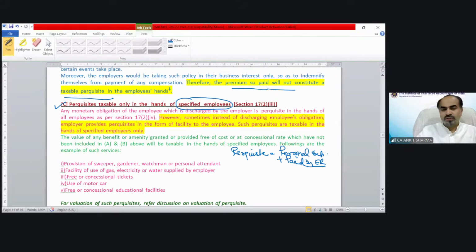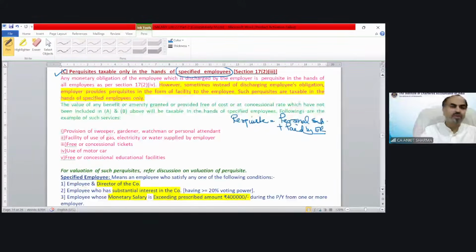So let me tell you a general rule. We can call it obligation also. Obligation of employee met by employer. Obligation means the liability of someone is paid by someone else. So obligation means employee's personal liability, which has been paid by employer. Like suppose an employee is residing in his house and employer says the electricity bill of your house, we will reimburse. So technically, who is having the legal liability to pay the electricity bill? Who is the consumer, the employee? But employer says we will pay your electricity bill. So that would be called a perquisite, or we can say it is an obligation of employee met by employer.